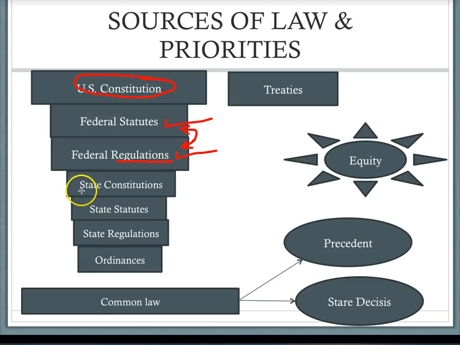Note that next in order of priority are state constitutions. Every state has its own constitution. If the state constitutional provisions conflict with federal regulations, federal statutes, or the U.S. Constitution, those constitutional provisions are not enforceable.